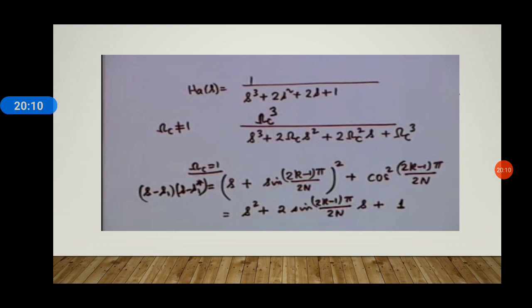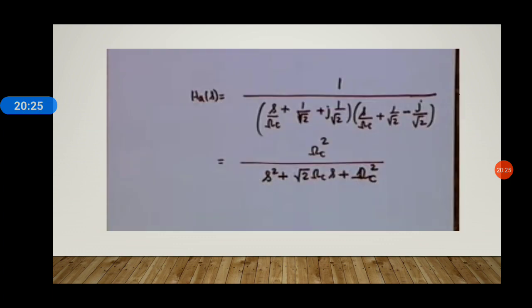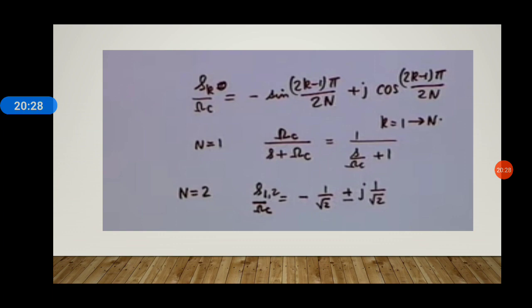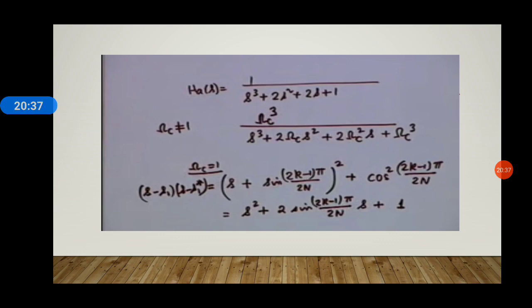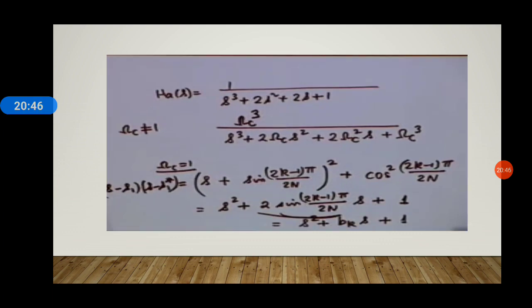That is, if there are real poles at minus 1, we can multiply that term. But what about the complex poles? The complex pole in general is this equation, which comes from this first equation. From here we can write the complex poles. So the complex poles are this. Here 2 sine of (2k minus 1) pi by 2n is written as bk.